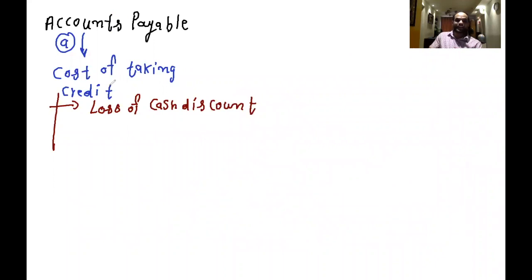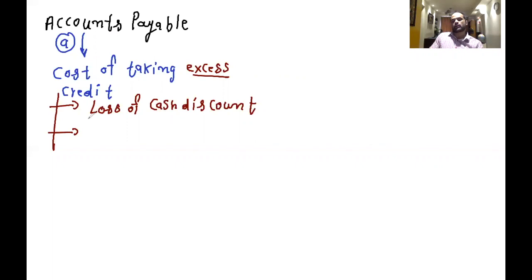Why? Because you are taking excess credit, right? If you are taking excess credit, obviously you're not going to get the benefits of discounts. So the supplier will not give you any kinds of discounts because you are purchasing on credit. You lose that opportunity. All right.